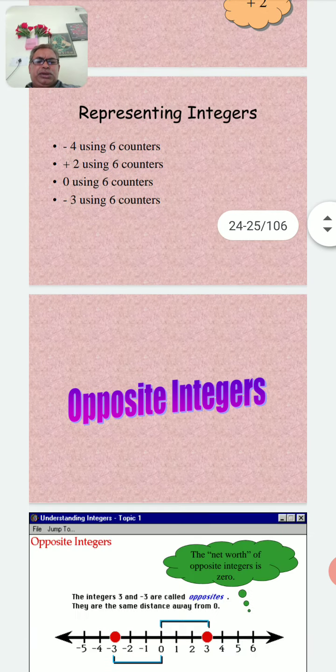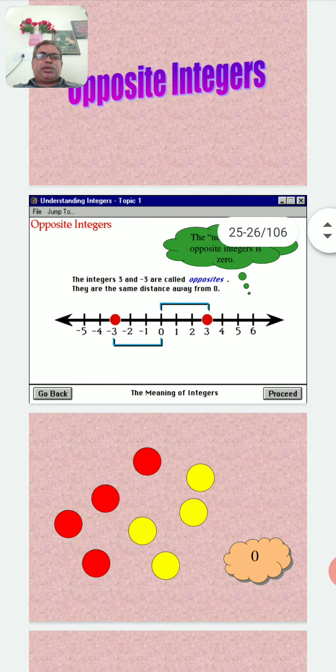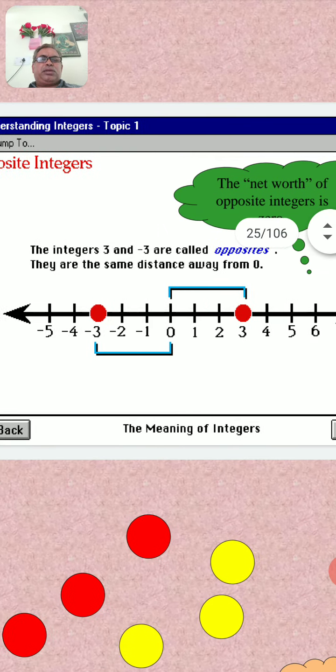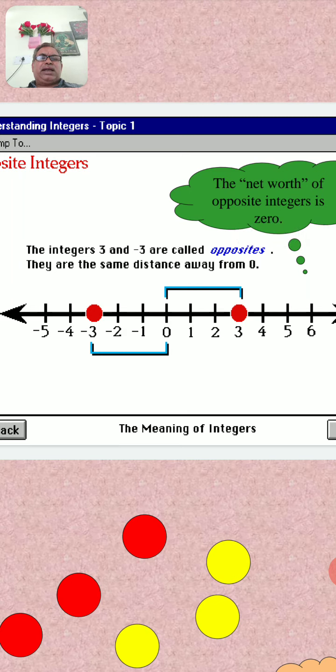Now opposite integers, this is a very important concept. Plus 3 is at 3 units distance to the right of the 0. Then 3 units distance from the 0 to the left is minus 3. So they are called opposite numbers of each other. Plus 3's opposite number is minus 3. Minus 3's opposite number is plus 3. Then minus 5's opposite number is plus 5. Like this you have to understand this concept of opposite numbers, and they lie at the same distance from the 0, to the left and to the right.